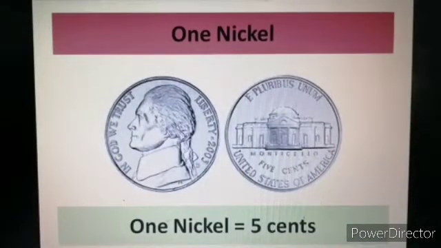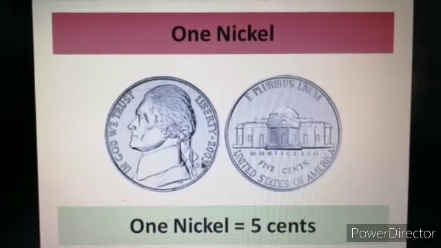Now the next one is nickel. Nickel is also a coin, but it has more value than cent. More value means it is more money. With 1 cent you can buy little. With nickel you can buy more. So how much is a nickel? 1 nickel is equal to 5 cents.